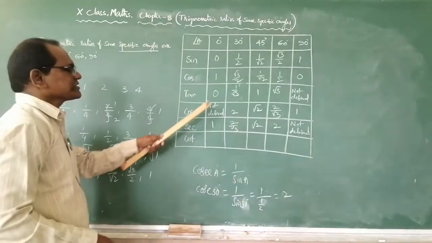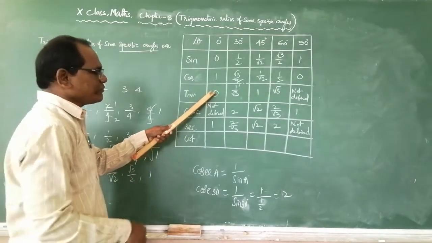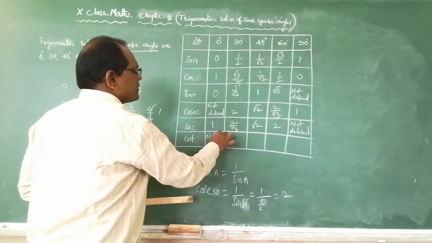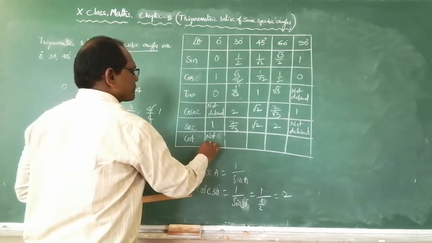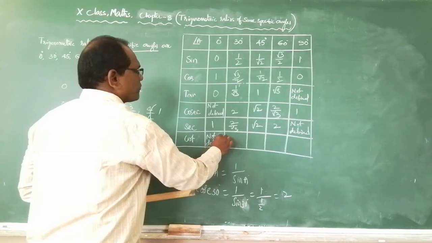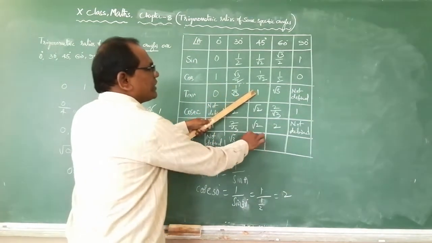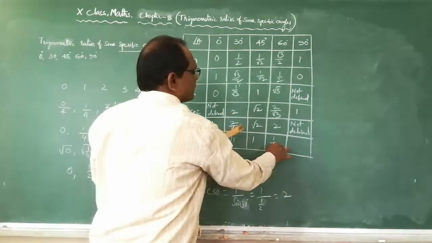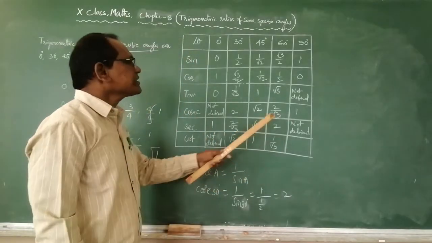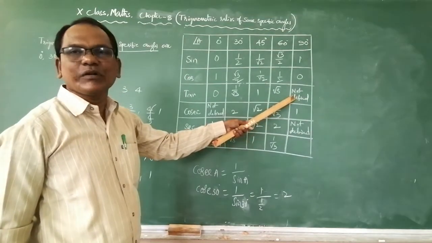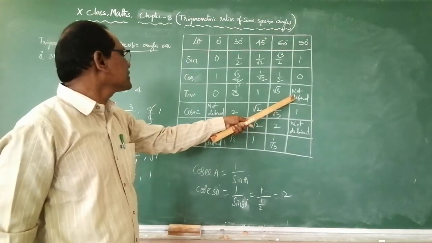Where is the tan? Here it is. Cot means 1 by tan, 1 by 0. 1 by 0 means what? Not defined. Then 1 by 1 by root 3 is root 3. 1 by 1 is 1, and 1 by 1 by root 3 is root 3. Right? So here, 1 by not defined, 1 by infinity, what is it?